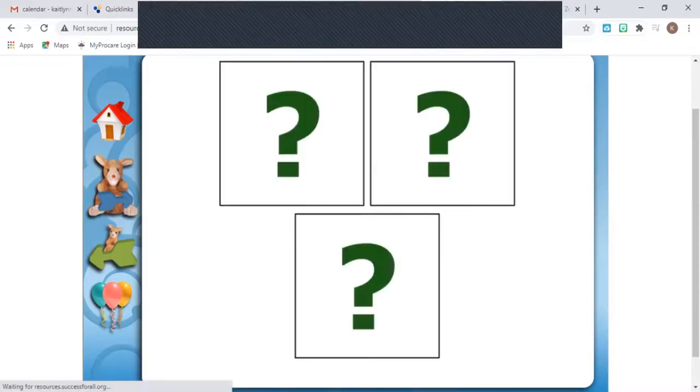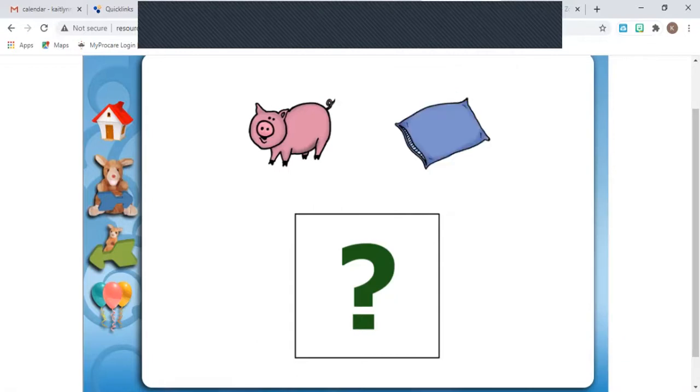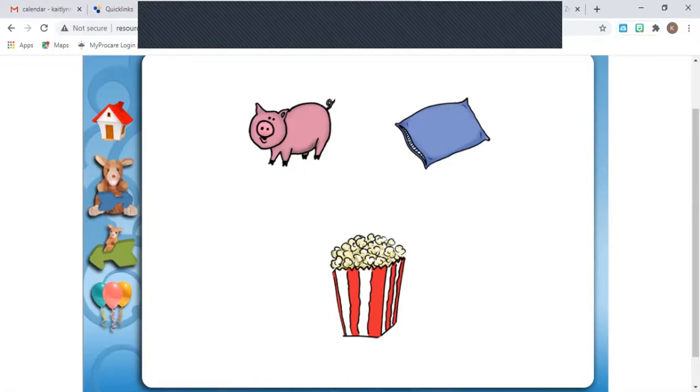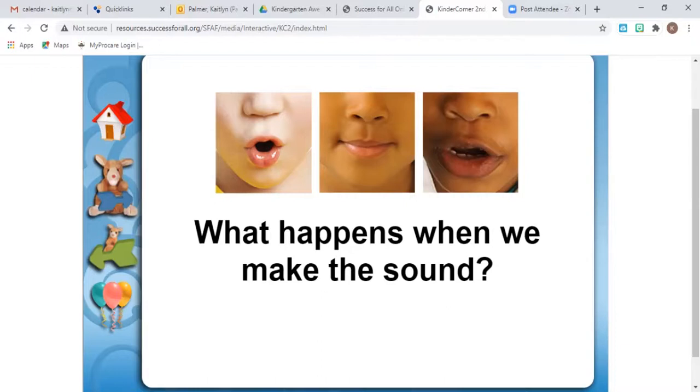That's our letter P. So let's look at our pictures. Pig, pillow, popcorn. They all start with the letter P. And how are we making this sound? This sound, we have our lips closed. And we are blowing a small breath of air. Our tongue is not at the top of our mouth. It's resting at the bottom, and we're just going real quick.